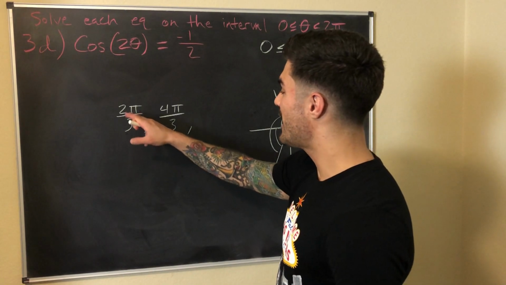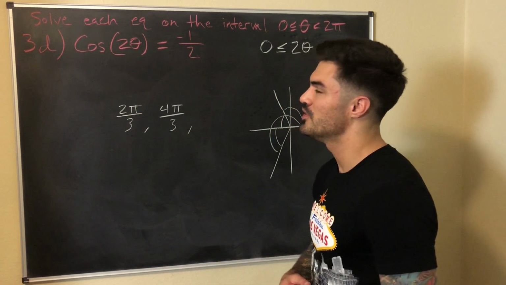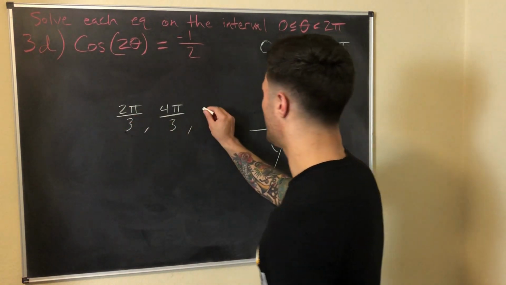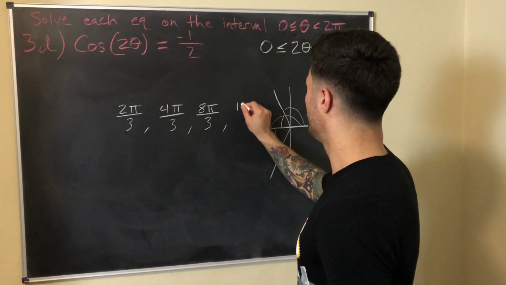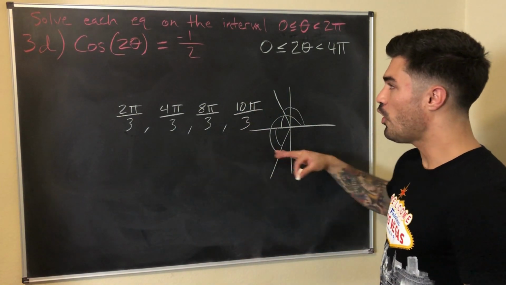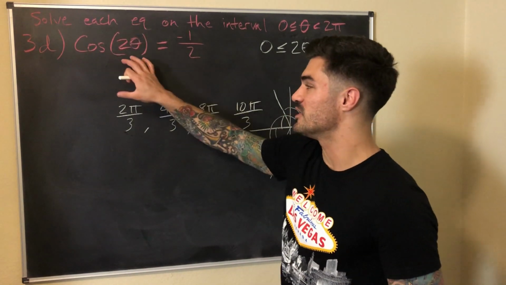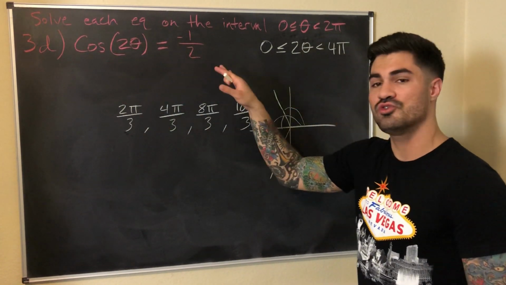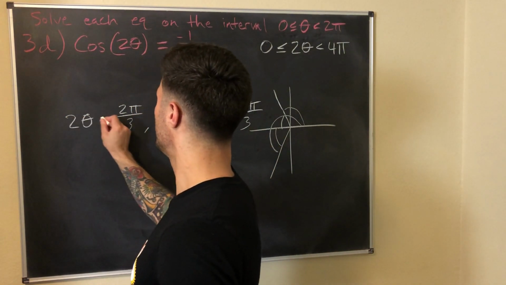So if I add 2 pi to this angle, let's see, 2 pi is like what? You can get common denominators to make it easier for you. 2 pi is like 6 pi over 3. So that would be 8 pi over 3 and 10 pi over 3. So these are all four solutions for what? Not for theta. Remember, they're solutions for the argument, right? Because if I replace 2 theta with any of these, it's a true equation, right? It's a true statement. So these are all solutions for 2 theta.